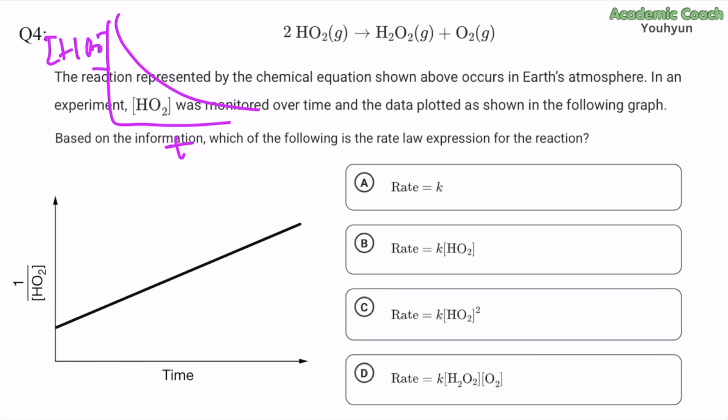And this person has converted that into 1 over concentration of HO2 over time. And it shows a linear line with positive slope. This means that HO2 is of the second order. So the rate law must be rate is equal to K times HO2 squared. So the answer is C.